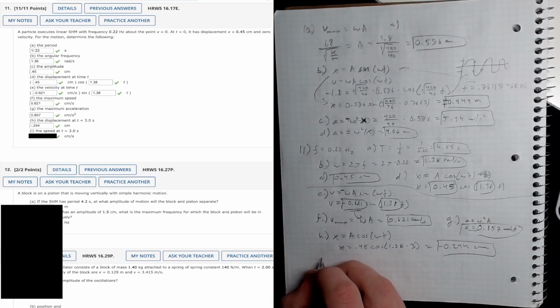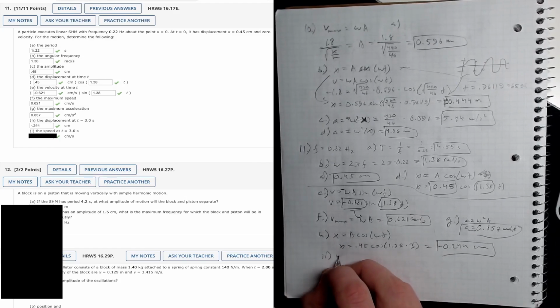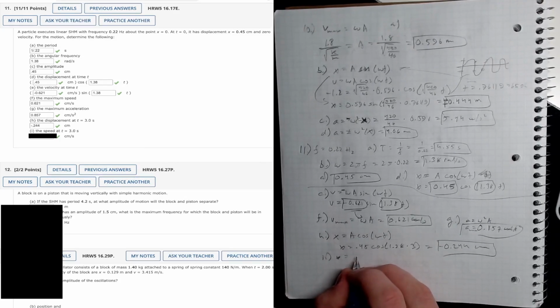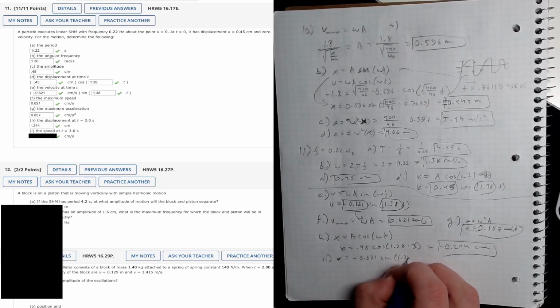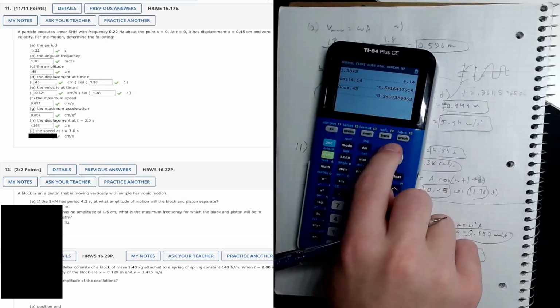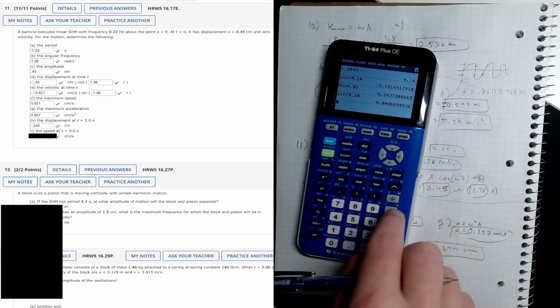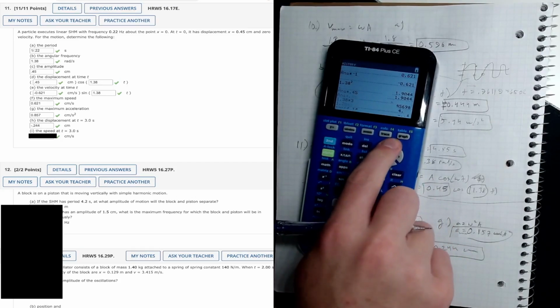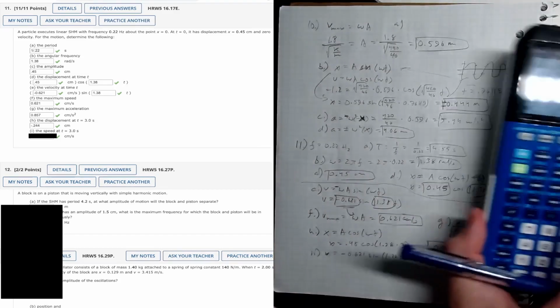In this case, H. Last part, I. Let's do the speed at t equals 3. So just again plug into our equation. v equals negative 0.621 sine of 1.38 times 3. Sine of this, times the negative value above, is 0.522.